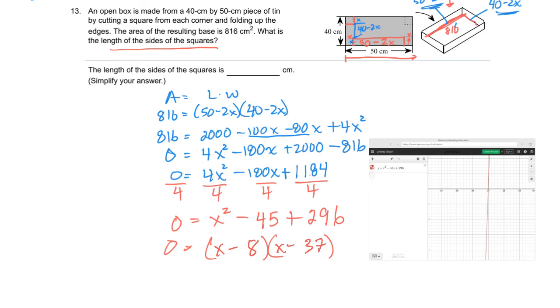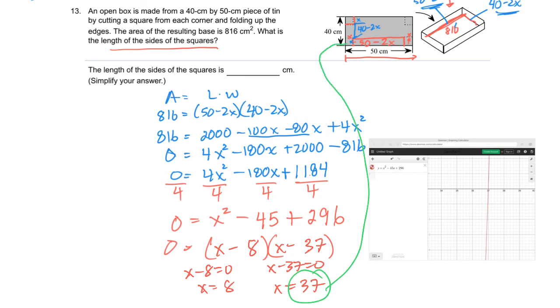I could FOIL that together, but I think you'll see that it comes out. So, using the zero property, either x minus 8 is 0, or x minus 37 is 0. So x is 8, or x is 37. Now, it can't be 37, because if I put 37 in there and 37 in there, there's no way it could be 40 centimeters. So I'm getting rid of the 37. So 8 is the length of that x.